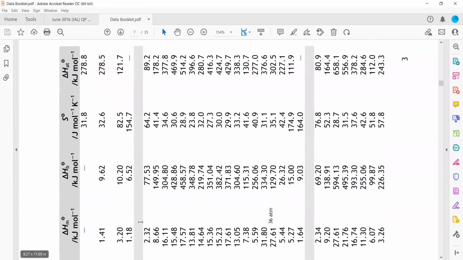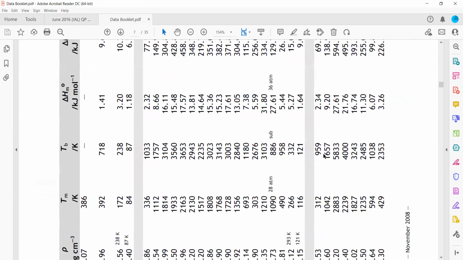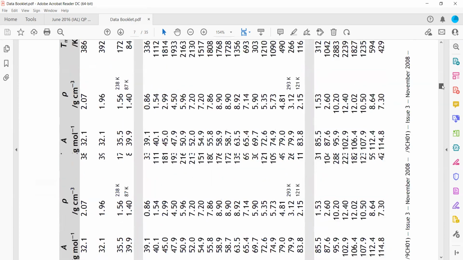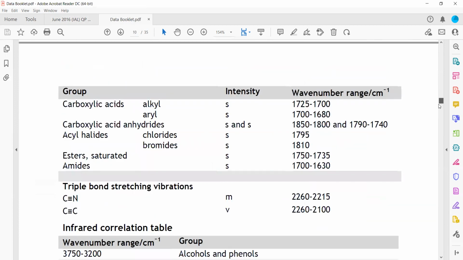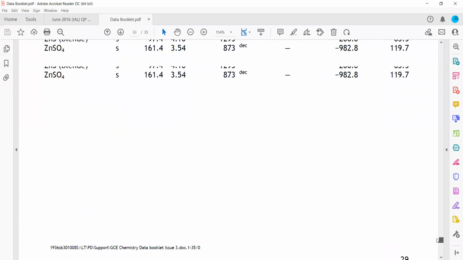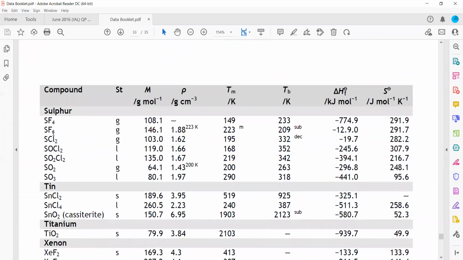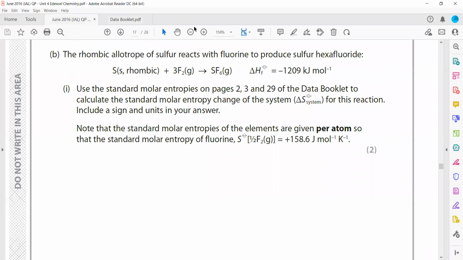Here you can see the entropies are given for different substances, for different elements. You will find 2, 3 here and 29. On page 29 you can find SF6, whose entropy is 291.7. And for the reactants, the elements are given on pages 2 and 3. So it will be the products minus the reactants.